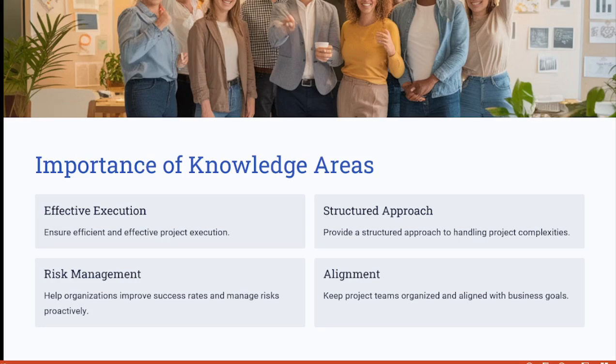Knowledge areas, again, ensure effective and efficient project execution, and they provide a structured approach to handle project complexities. Different organizations can use them to improve the success rates and manage risk proactively. They also help the project teams stay organized and aligned with the business goals. By applying the right knowledge areas, project managers can deliver a successful project that meets and exceeds the stakeholder expectations.